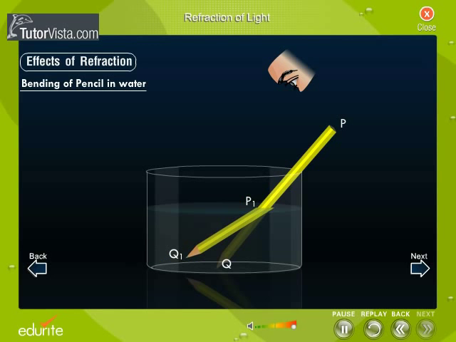Let us understand this with the help of a ray diagram. Rays of light from the point Q are traveling from water to air. As the rays of light are traveling from a denser medium to a rarer medium, they bend away from the normal. After refraction at the surface, they appear to be coming from point Q1, which is true for every point of the part of the pencil which is immersed in the water.